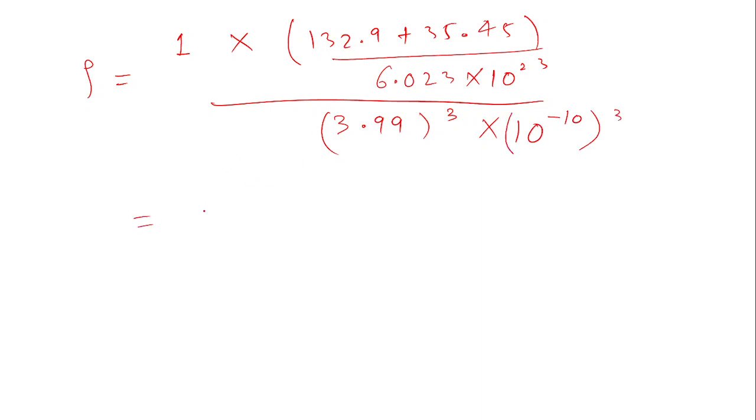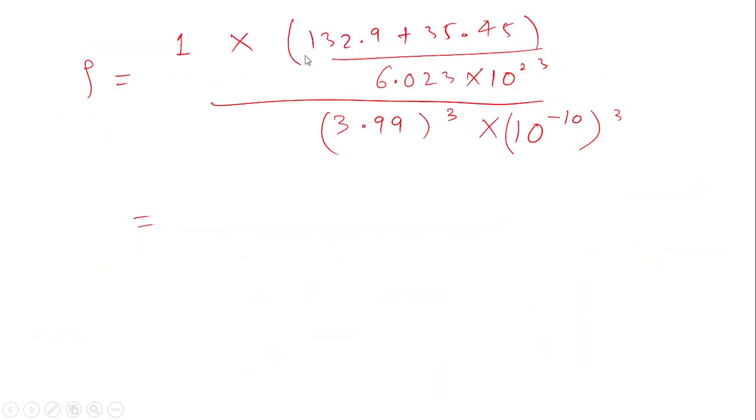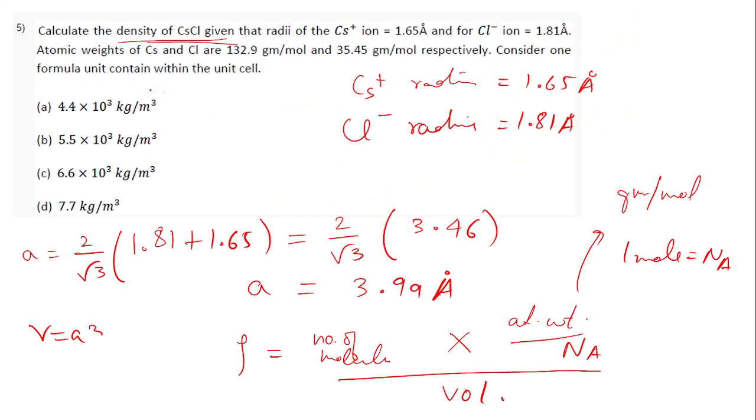When I do this calculation, this is also gram per mole, right? So gram to kg, because our answers are all in kg and this atomic weight is in gram per mole, so I need to convert this also into kg. So when I convert gram into kg, it will be multiplied by 10 to the power minus 3. When we solve this, the answer will be 4.4 times 10 to the power 3 kg per meter cube. This will be the density of this unit cell. Correct answer is option A.